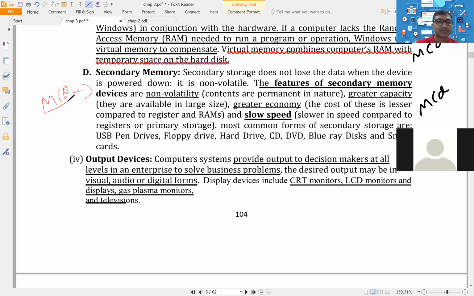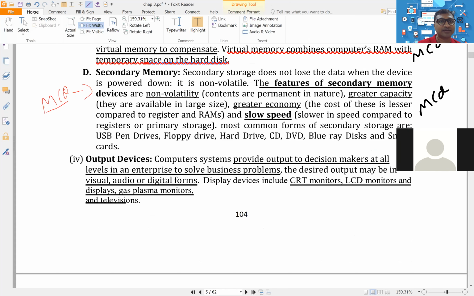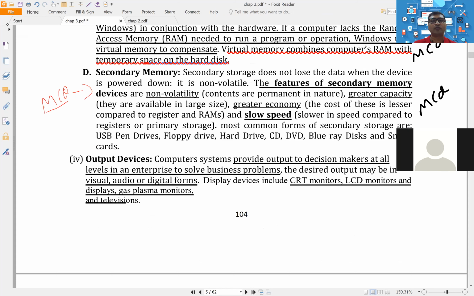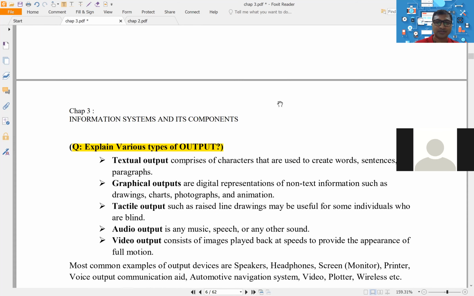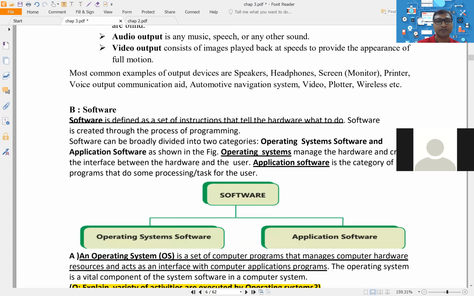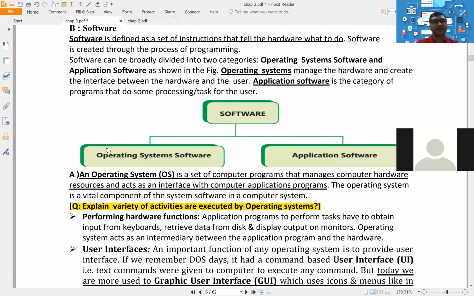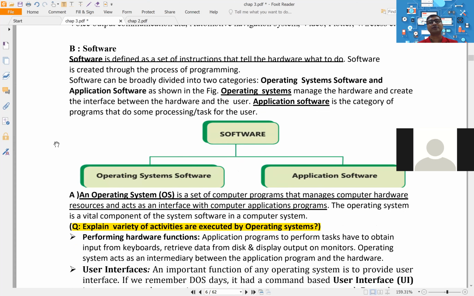Next, output devices. Output devices are the devices through which we can get the output from the system. Monitors and printers are the common output devices. Then we have also discussed the different types of output, which is a very simple question. After hardware, we started with the next concept called software. Now, what is software? Hardware cannot interact with each other, so what we need is a set of instructions which tells the hardware what to do. That is nothing but the software.